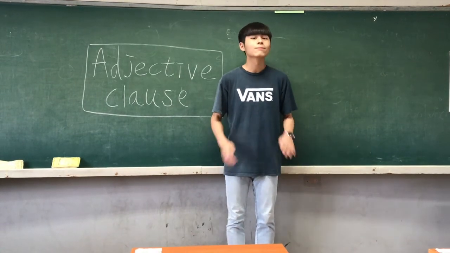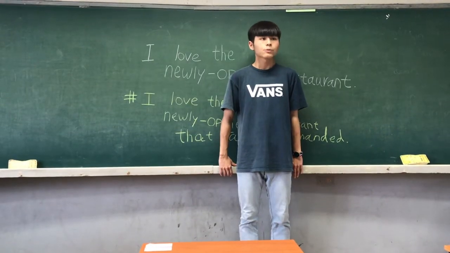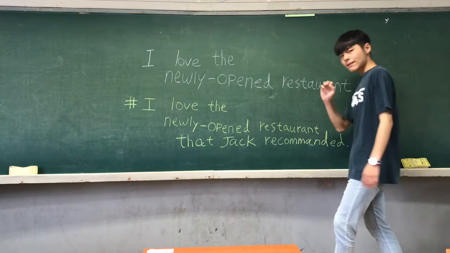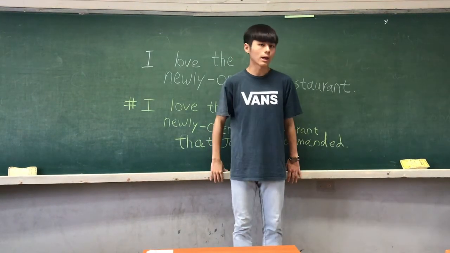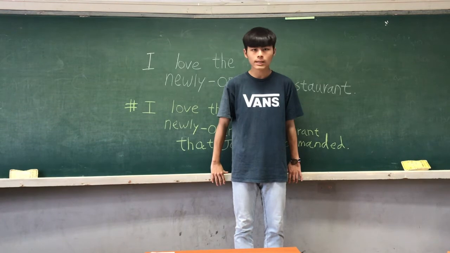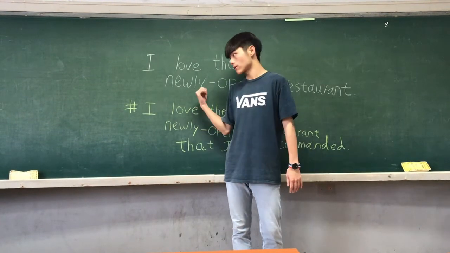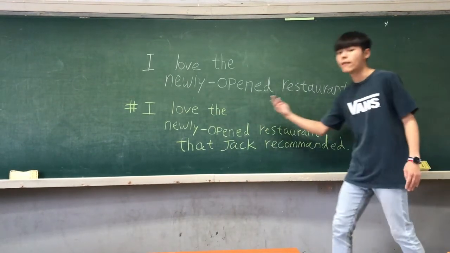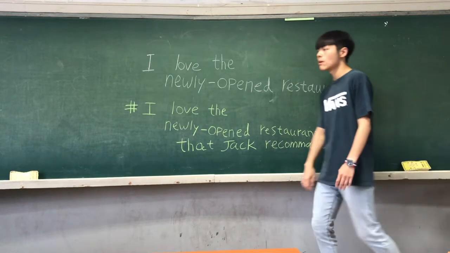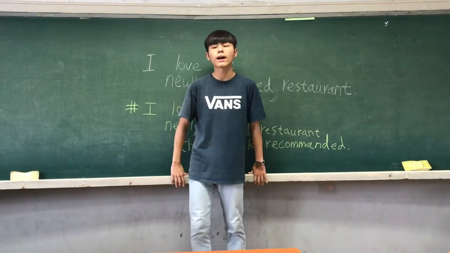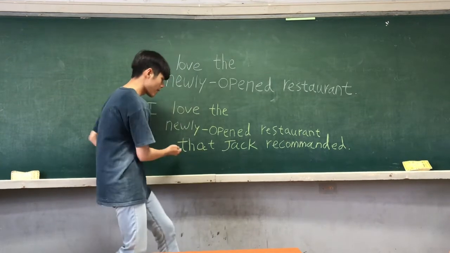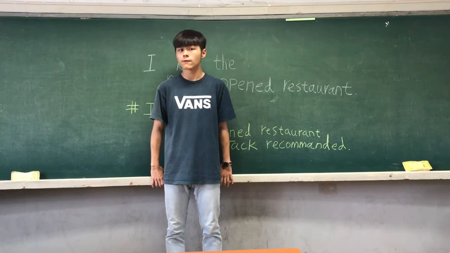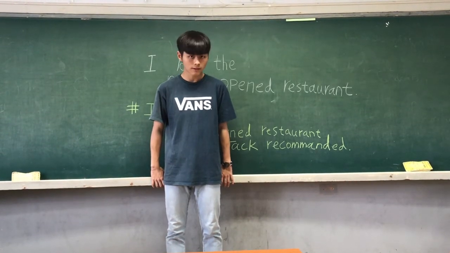Let's see some examples. For example, you can say, I love the newly opened restaurants. This sentence is just okay, but if you want to describe more detail about the restaurants, you can say, I love the newly opened restaurant that Jack recommended. Because there's no such adjective that can describe the meaning that Jack recommended. So that's why we need adjective clause to help us describe the sentence.